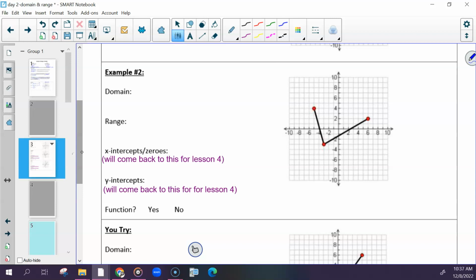Is this function discrete or continuous? Continuous. You can tell because of the lines. So again, you don't have to write this, but you do have to know the difference. For our continuous functions, we're writing them as we did last class. The curly brackets, x such that, y such that.